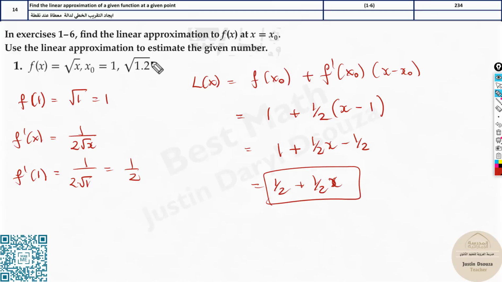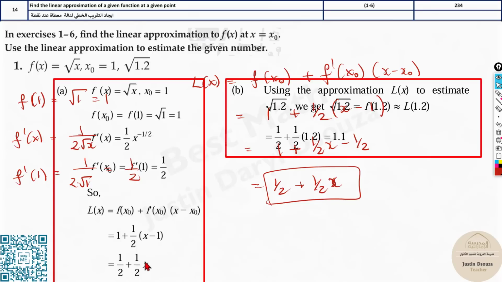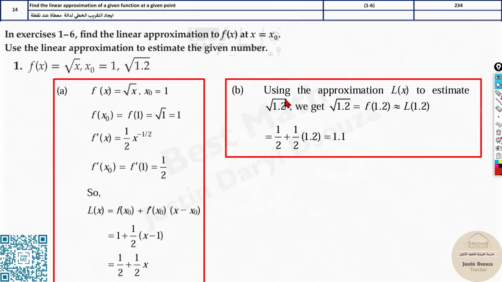Now if you substitute this x value instead of 1.2 and then solve, you'll get the radical. See here, this is the answer, half plus half x. And if you substitute x as 1.2, you will get 1.1. That is basically the radical of 1.2.